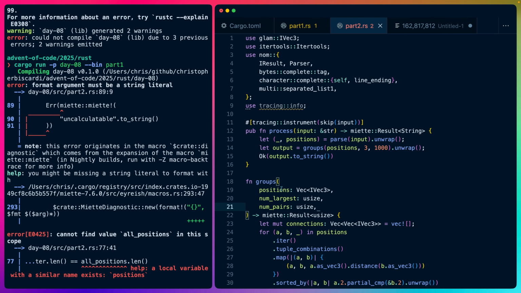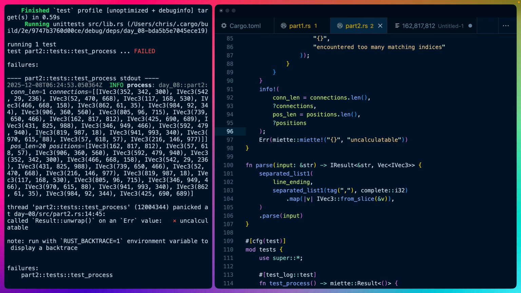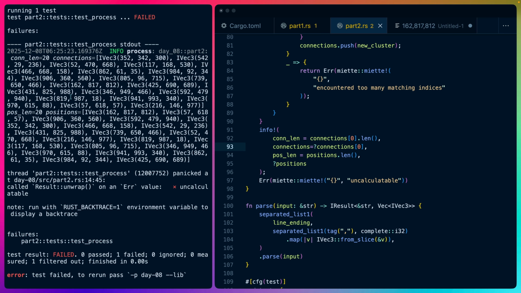And if we test part 2, I get an error uncalculatable. We never hit this, which is interesting. Oh, because positions... No, positions is the full list. So what's wrong here? Let me info connections here. And we end up with connections that, as far as I can tell, is everything. So what I've done here is just include a little bit more info logging. And this is con length 1. That's what we need, though. So I'm going to label this as connections. So they're both the same length.